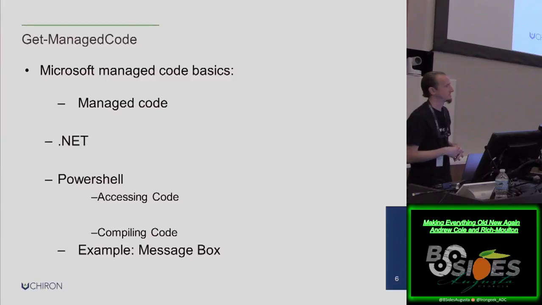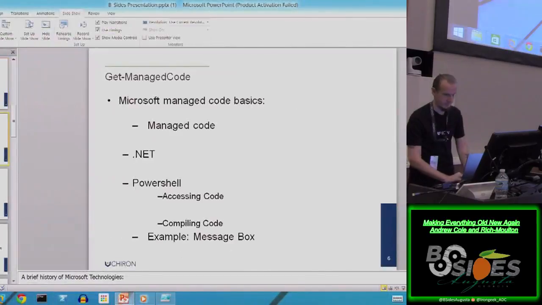And when we're running PowerShell, basically what we're doing is we're taking another, even higher level language and accessing the code from the .NET framework. Let's see here. I don't think I have an example of compiling code at this point, but we'll get to that later. I will show you instead a very simple example of how to call the .NET framework to create a message box.